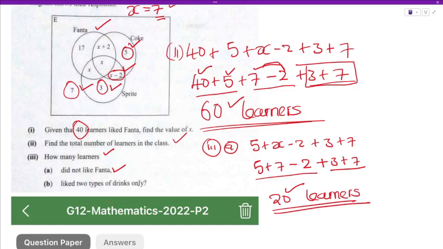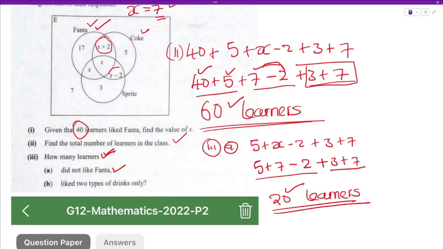Okay, we now go to the last question. How many learners liked 2 types of drinks only? Okay, so now let us go to the region, the sets. I need you to understand something here. This region right there is the region for those who liked Fanta and Coke only. They didn't like any other drink except these 2, Fanta and Coke only.